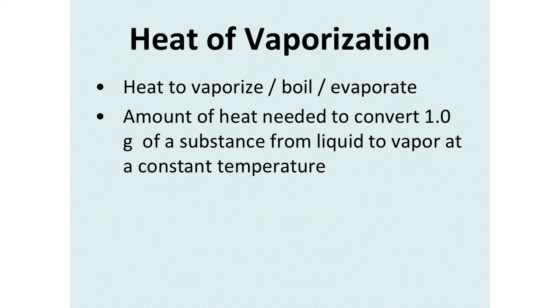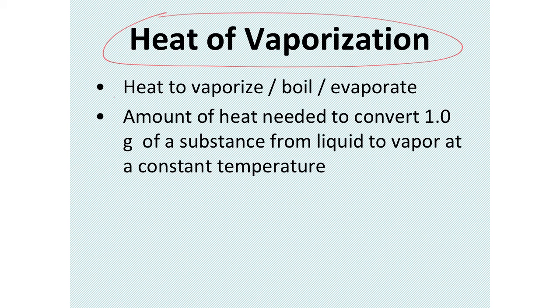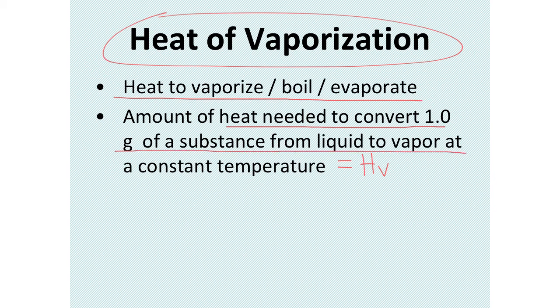Heat of vaporization is the heat needed to vaporize or boil or evaporate a sample. The HV constant is equal to the amount of heat needed to boil, evaporate, or vaporize 1 gram of a substance at its boiling point at a constant temperature.